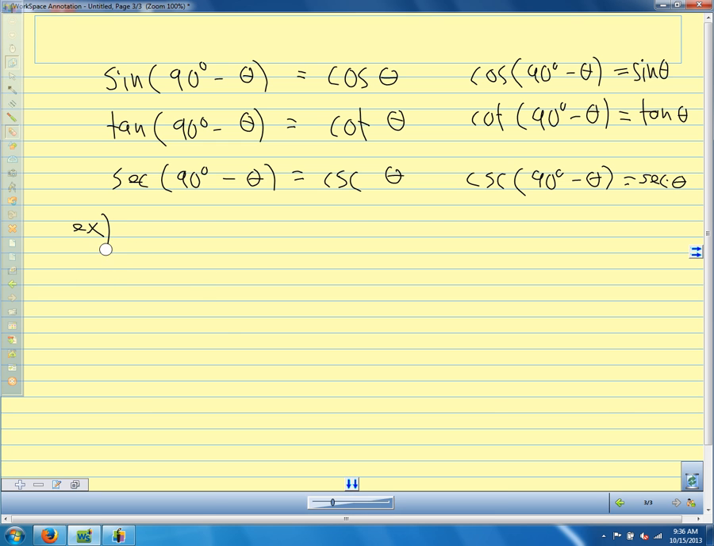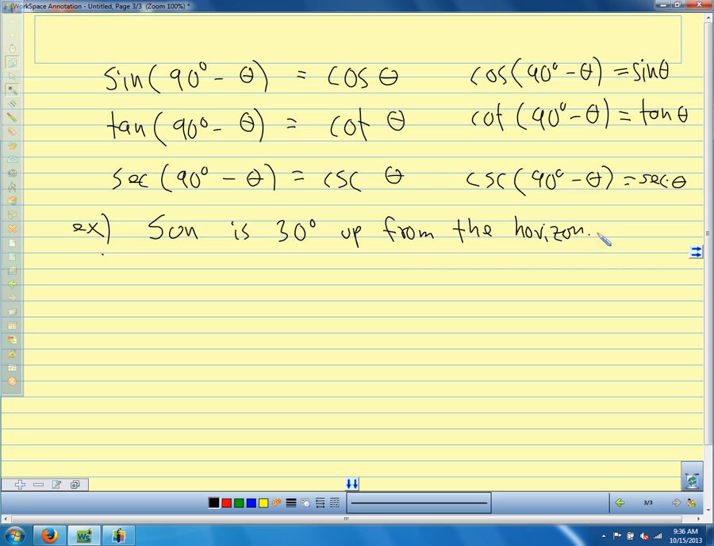So here's an example of the type of problem you might need to solve. So we know that the sun is 30 degrees up from the horizon. It's shining on the top of the tree. So our tree makes a 50-foot shadow. And we want to know how tall the tree is.